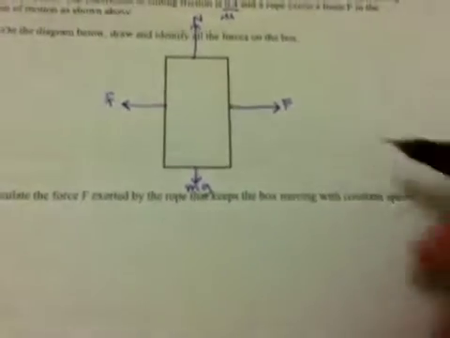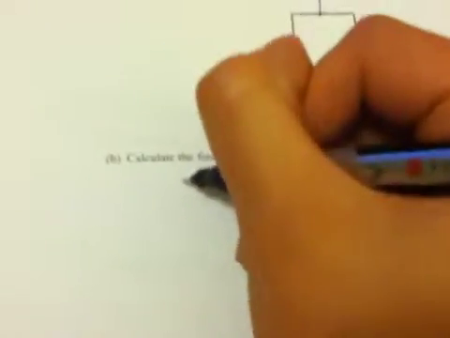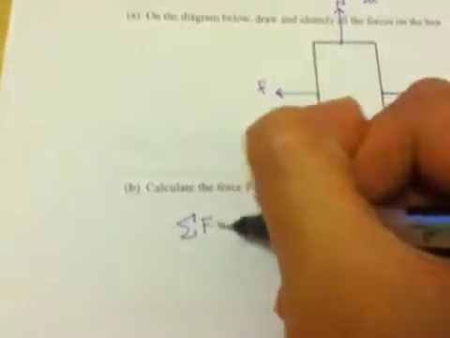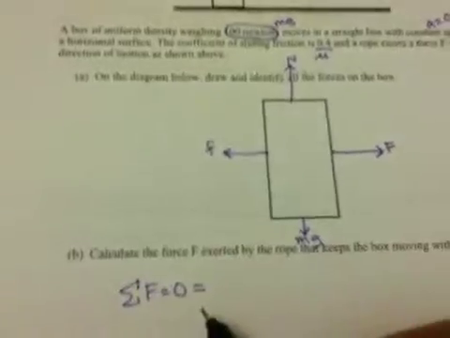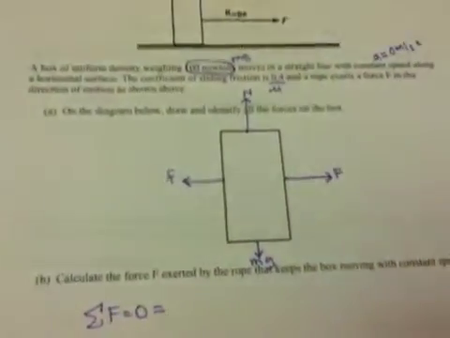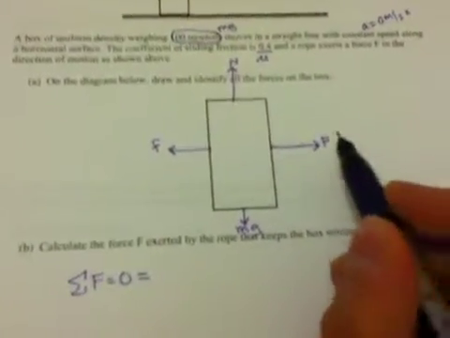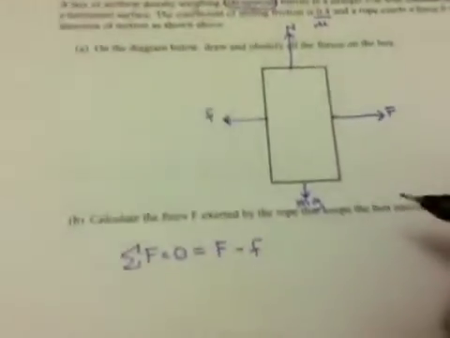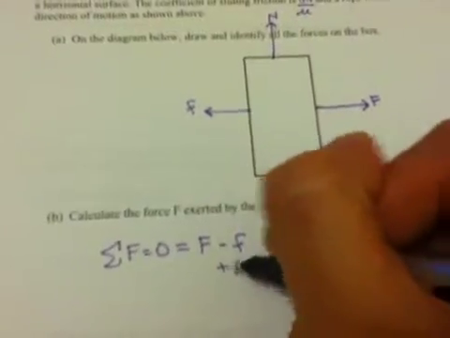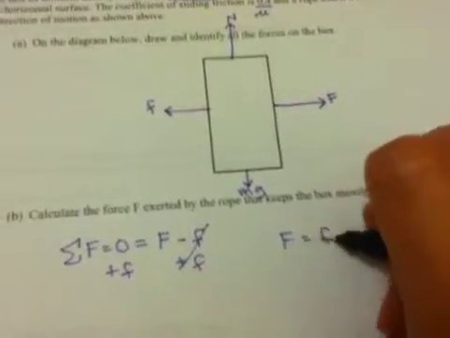So now we need to calculate the force F exerted by the rope that keeps the box moving with, again, constant speed, so we know that our acceleration is 0. So let's go ahead and set this up. We've got the sum of the forces equals 0. What forces are acting on this box to keep this acceleration 0, to keep it moving with this constant velocity? Because we're going to the right, let's call right positive. So we're going to say F minus this little f, which is our friction. Now we can add this little f, friction, to both sides, and we see that this force is equal to the friction.